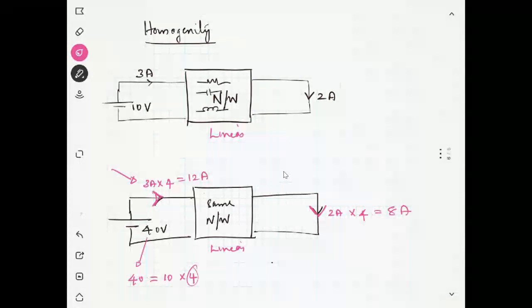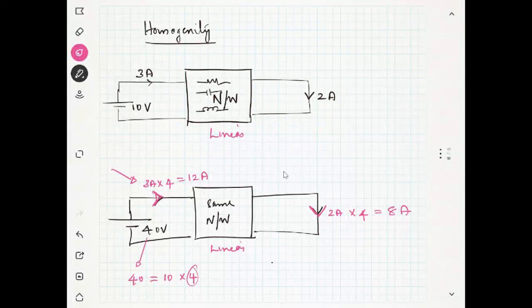And the current here will be equal to 12 ampere. Is it clear? You don't need to solve the network, but you should have the information that the network is linear. Okay, got it? This principle is known as homogeneity. It is possible only in a linear network.